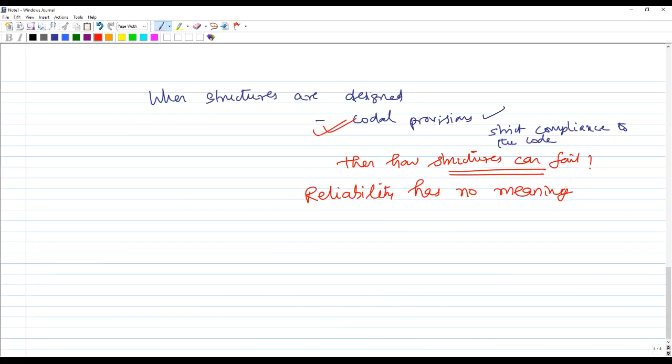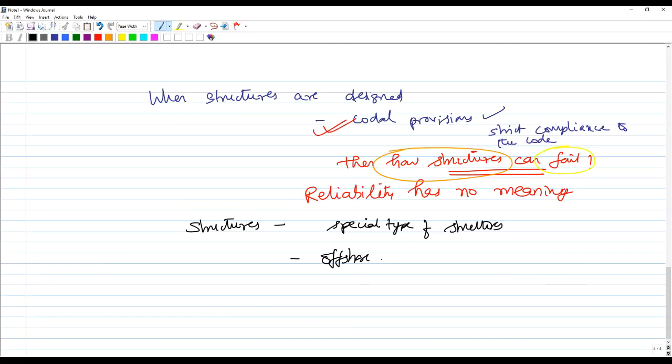So the foremost thing which comes to mind for understanding is how structures can fail. Let us divide this question into two separate parts. Part 1, structures. Part 2, how they fail. The moment I say structures, I am not talking about ordinary class of structures. They are special type of structures. What is the speciality about structures? We are talking about here offshore structures.